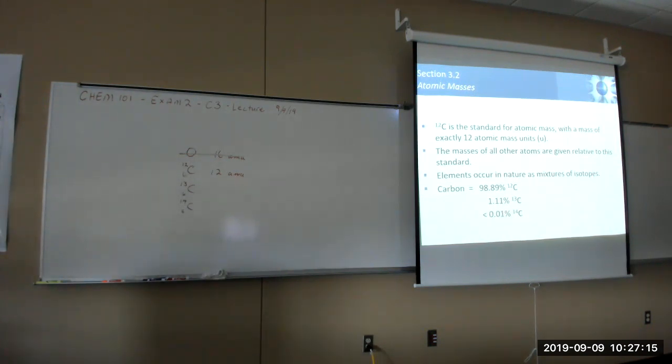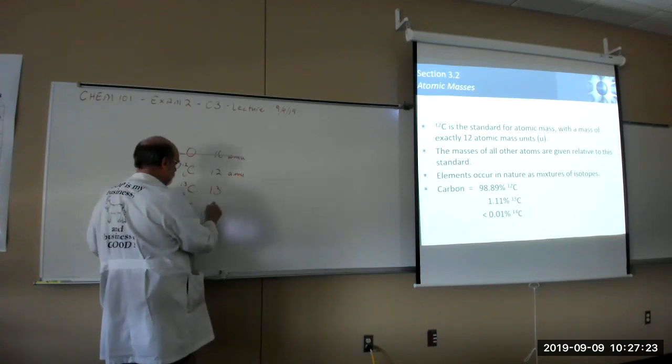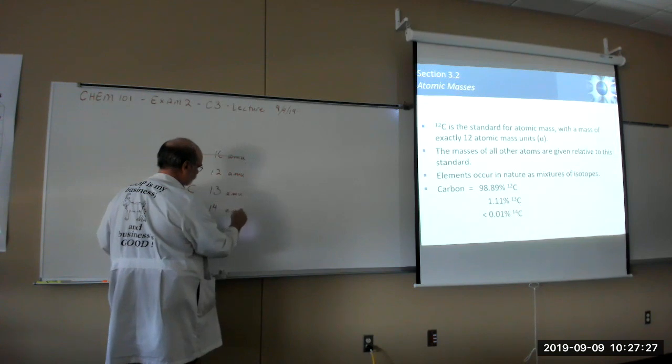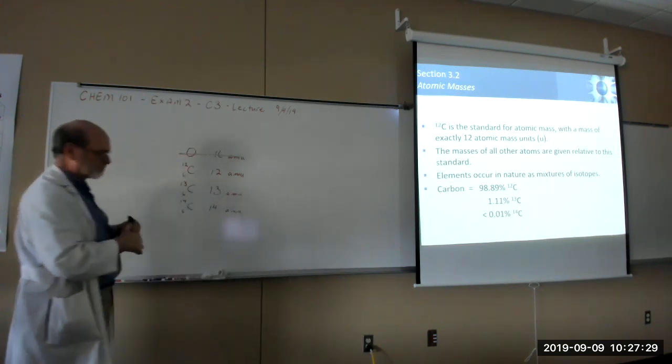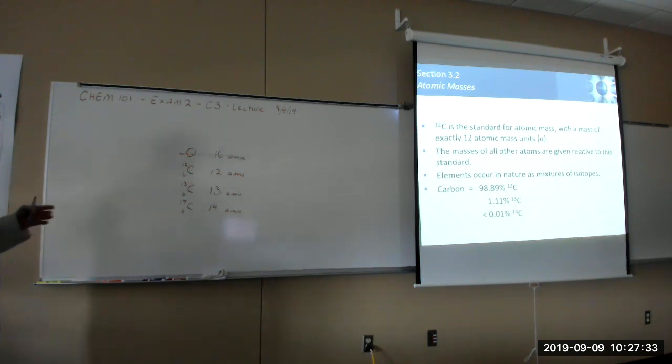Now, for argument's sake, and for the sake of the calculation, we're going to assume for the moment that that one is 13 and this one's 14. And the calculation comes out pretty close anyway. So it's kind of like doing your GPA. It's a weighted average, right?